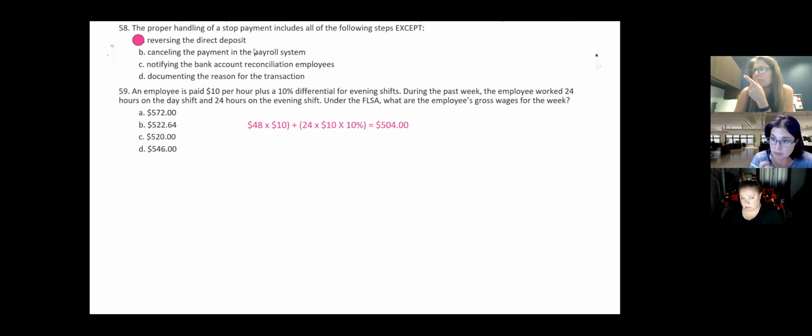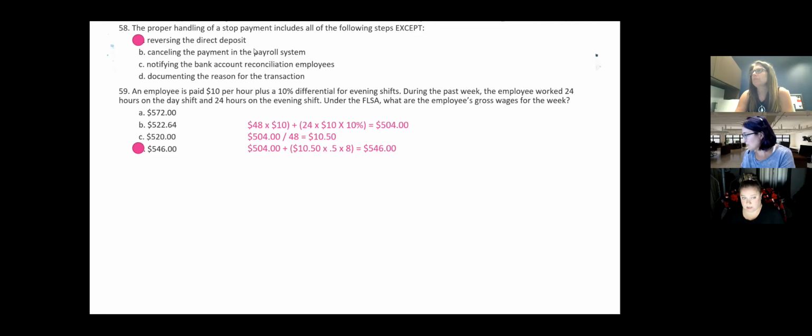To get the rate of pay, we then divide by 48 hours. That gives us 10.5. And then if we multiply by 0.5, we get our overtime rate multiplied by 8 hours of overtime and add everything together. 546, is that what you guys got? There's many different ways to do that. So just because that's the way I did it does not mean that's the way it's right. It's just many different ways to skin this cat. So pick your favorite. Good job.